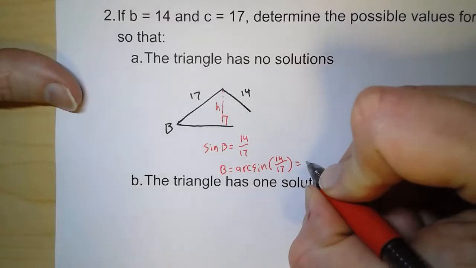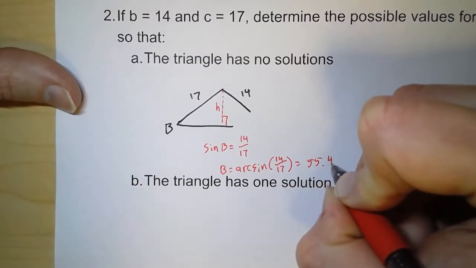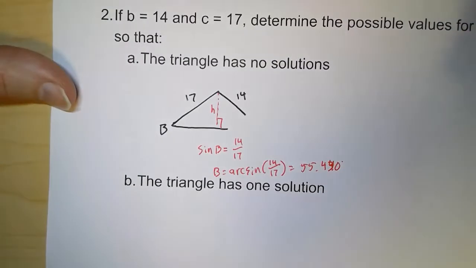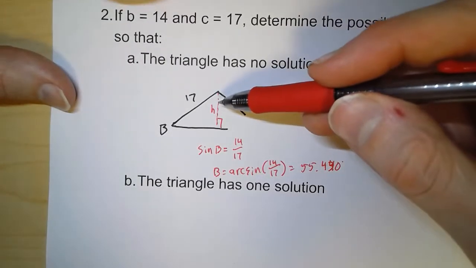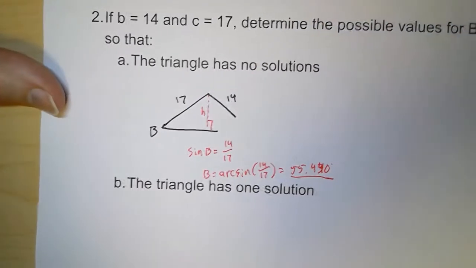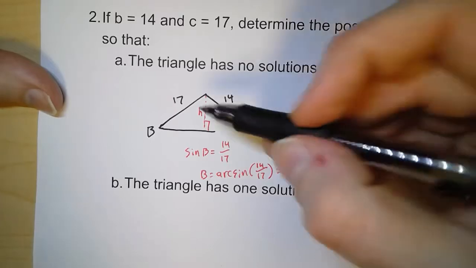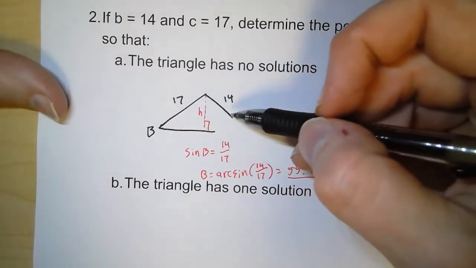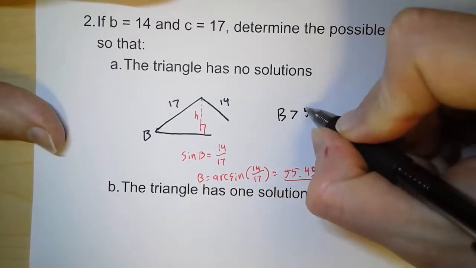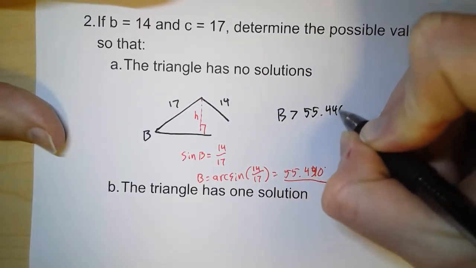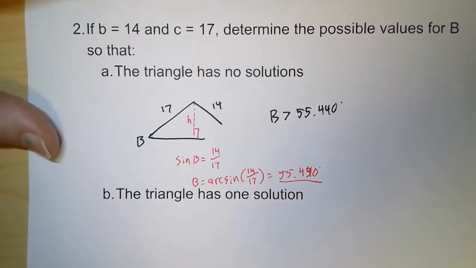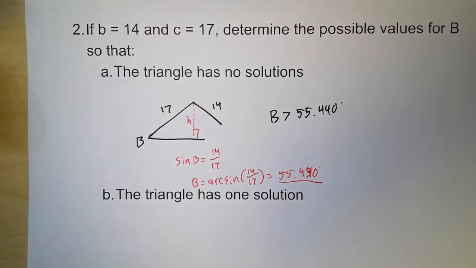And so what is that angle? Well, that's 55.4344 degrees. Now, what if the angle were bigger than that? What if it were bigger than 55.44? Well, that would mean the height would be bigger, and that means 14 wouldn't work. So if B were greater than 55.44, then we'd have to say, yeah, you cannot close that triangle. It won't work.